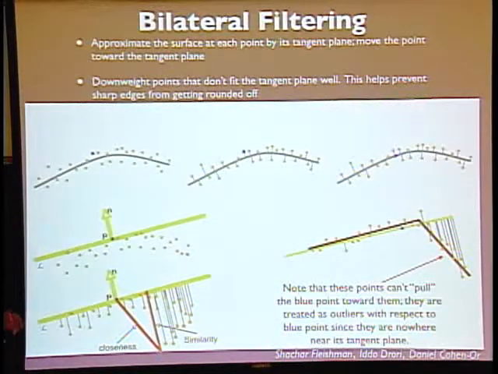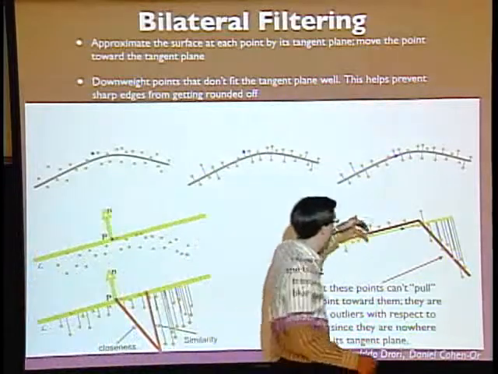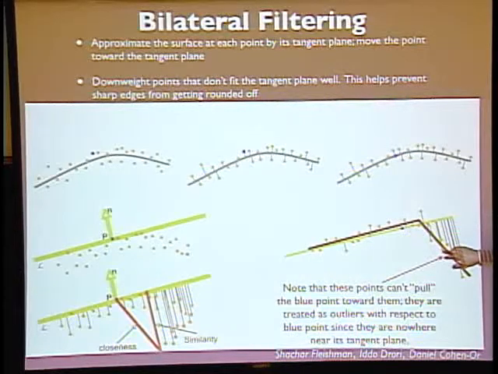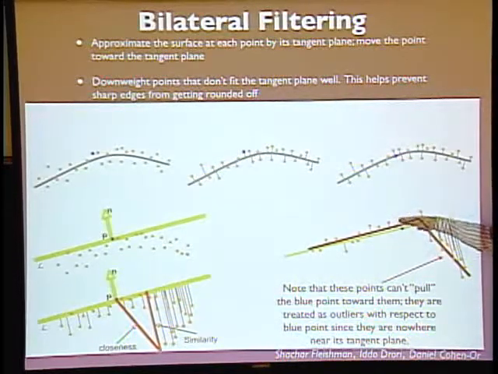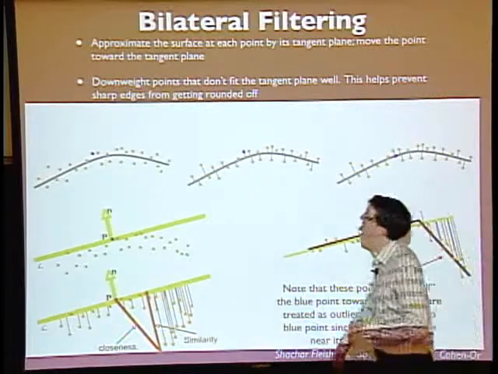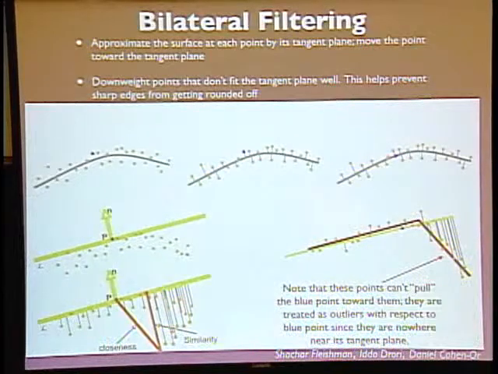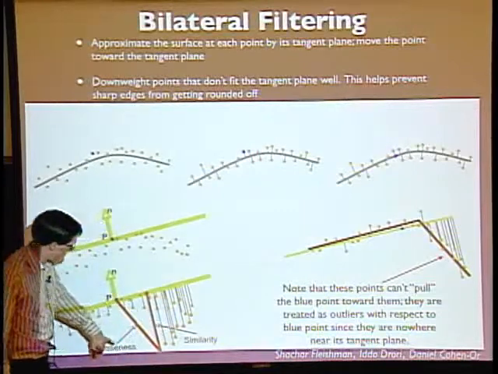And the good thing about this is that when you get to a kind of a corner on your surface, like right here, or right here, these points over here, since they've been downweighted, they can't pull the tangent plane towards this direction, or the locally planar approximation. So it's called bilateral filtering because you're doing these two things to downweight the contributions of other points. The similarity here and closeness.